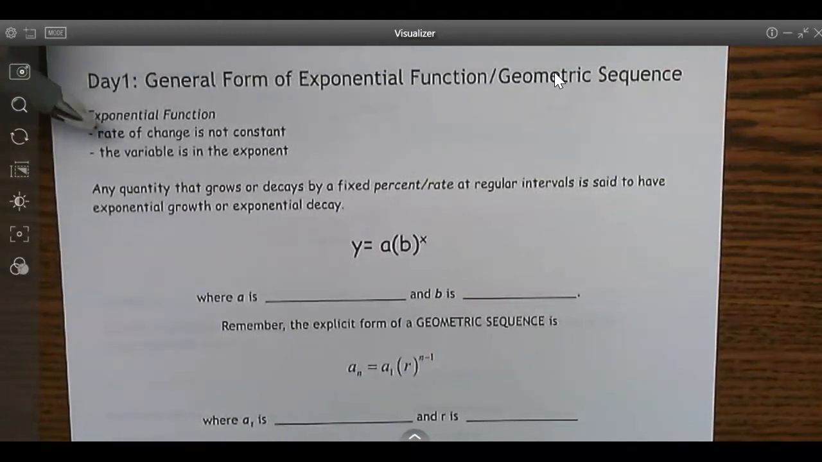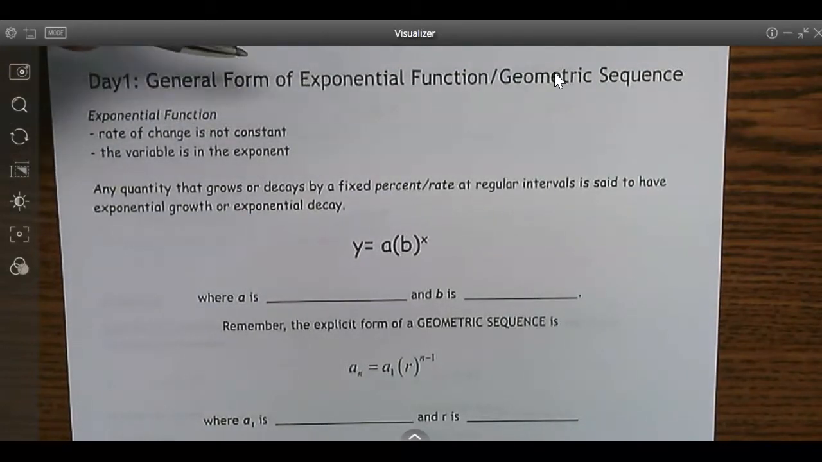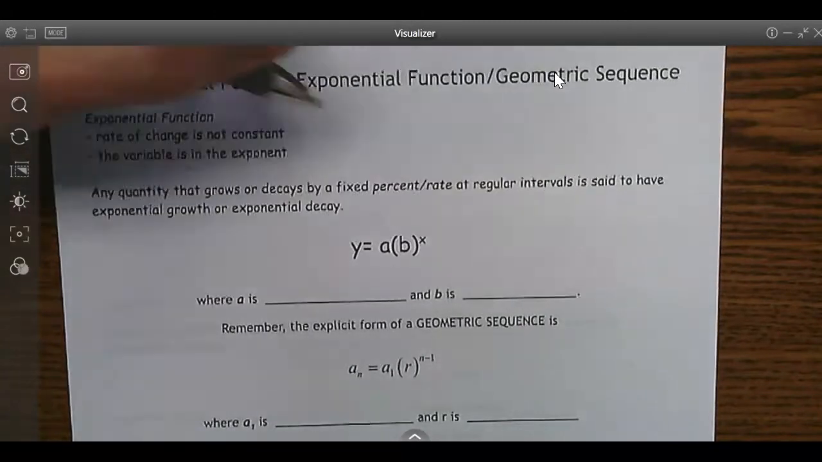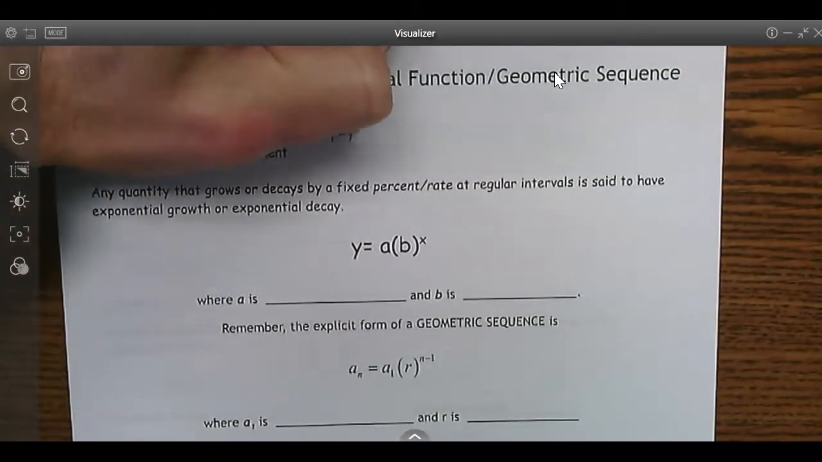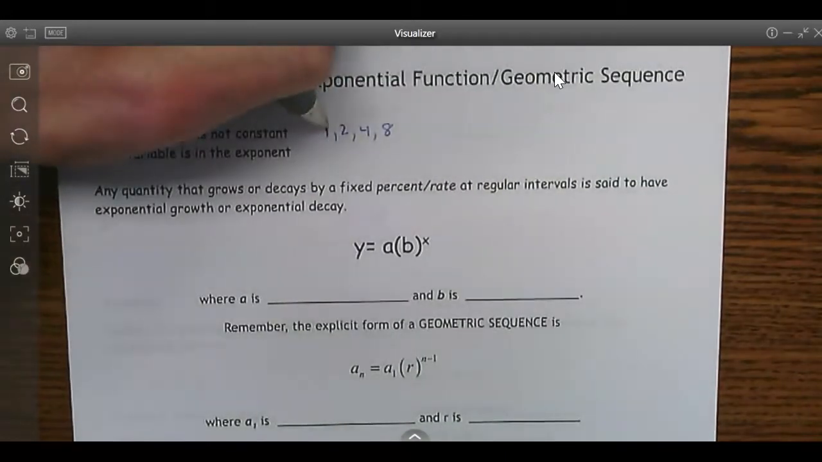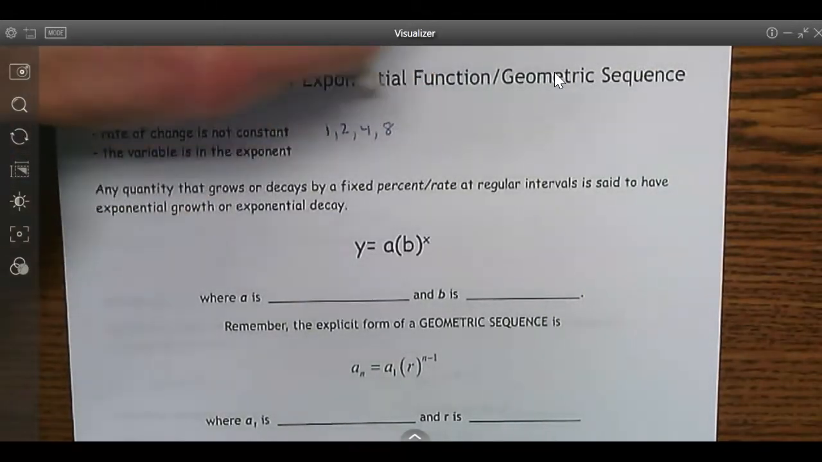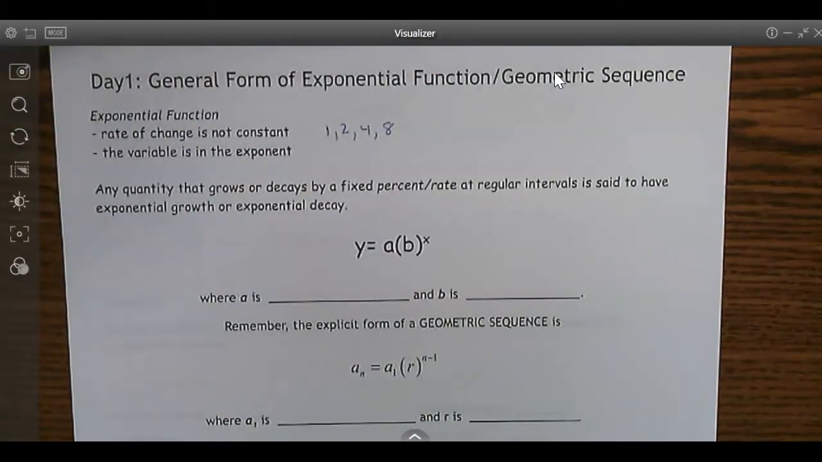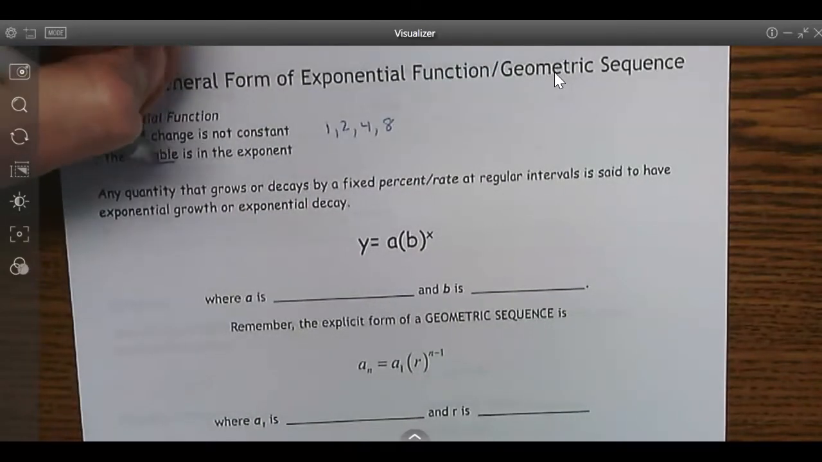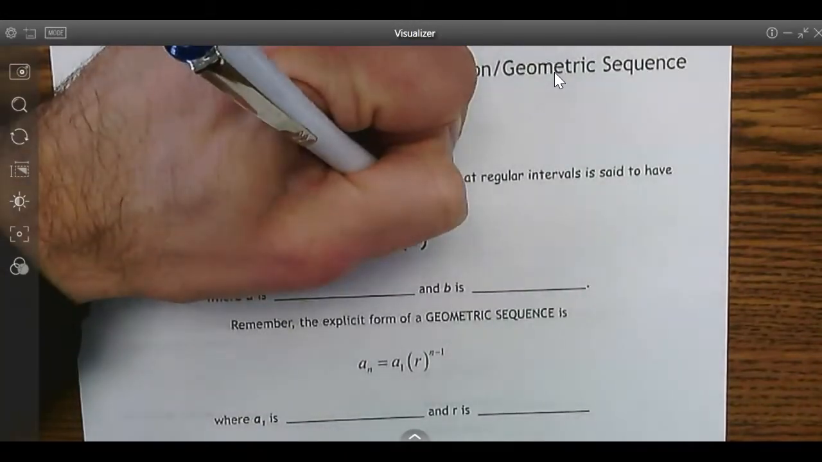So an exponential function, the way that this is different than a linear function, the rate of change is not constant. If you think of the sequence 1, 2, 4, 8, I'm not increasing by the same rate each time. That'd be like plus 1, plus 2, plus 4. This would be an example of an exponential sequence or geometric sequence. Just to highlight this, the variable is in the exponent. So again, x is in the exponent.